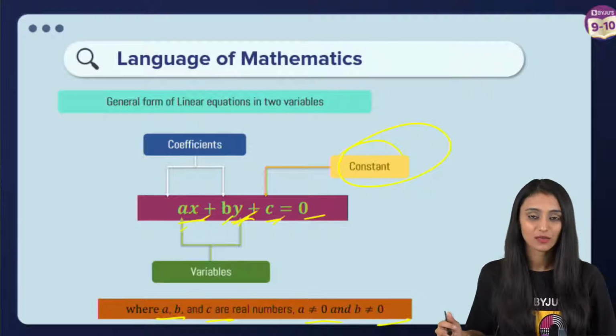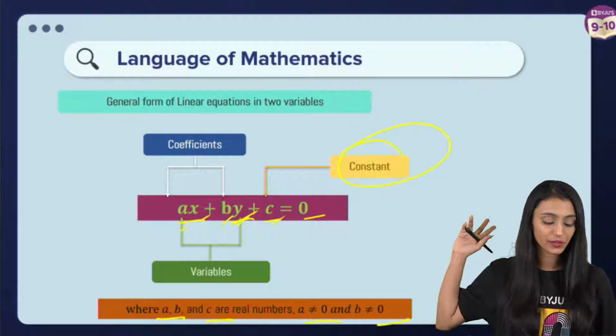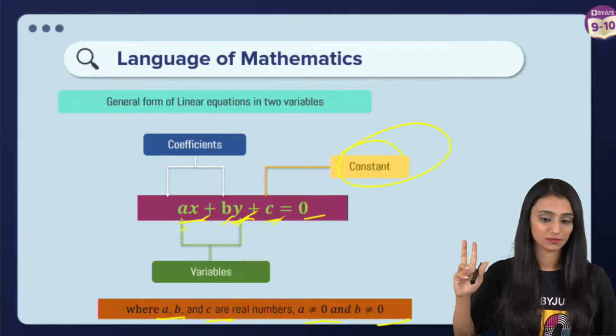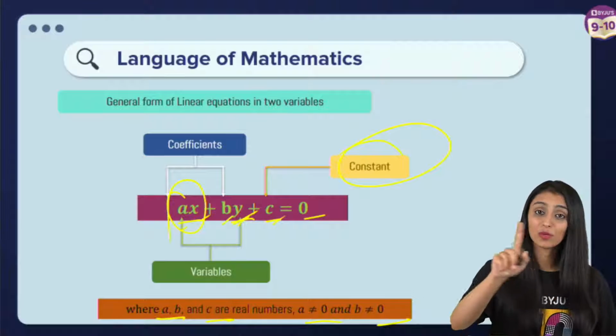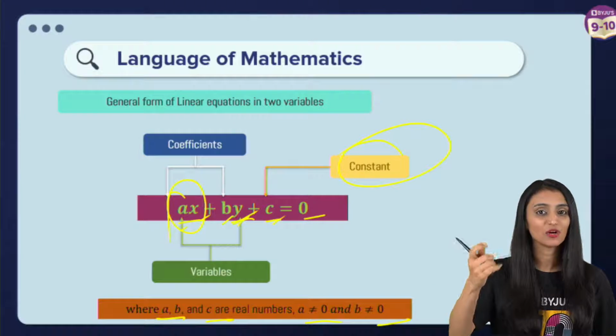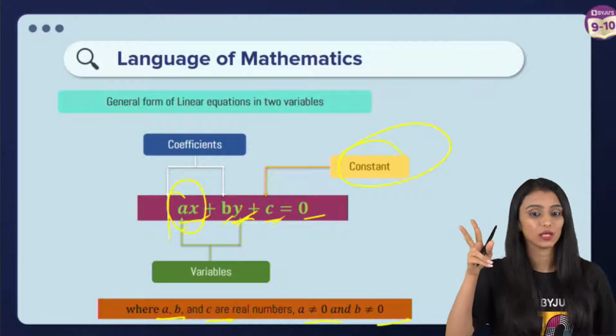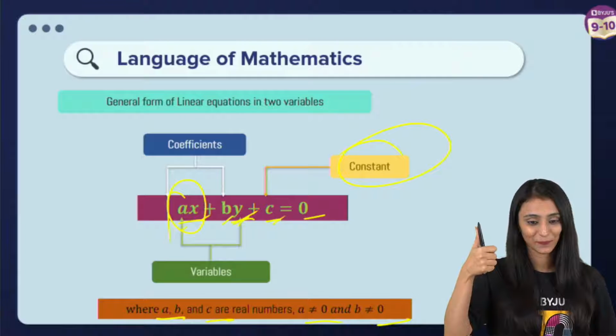Constant term. Yes, constant term can be 0, but the other two, A and B, cannot be 0. Because if, let's suppose A is 0, so this entire term would be 0. There would be only one variable left, that is y. We cannot call it a linear equation in two variables. It will only be one variable then. Right? Yes, Virendra.